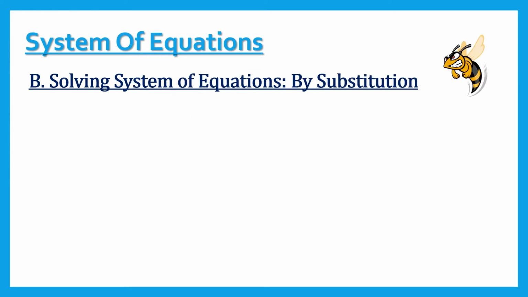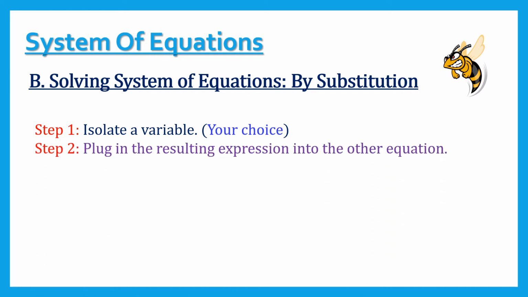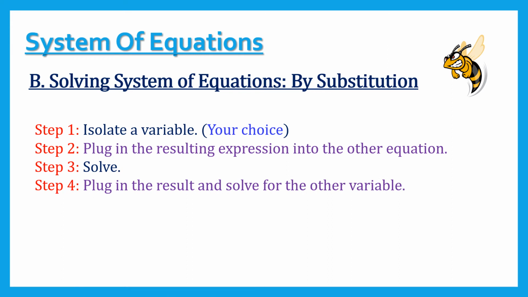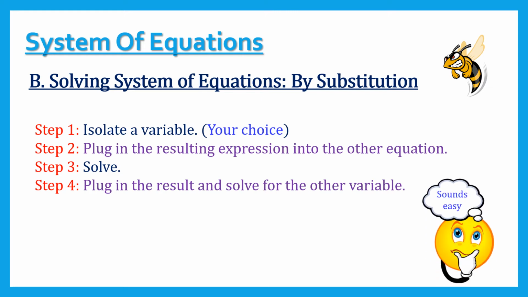Solving system of equations by substitution. Step 1. Isolate a variable. Your choice. Hopefully you pick one that's in your best interest. Even though it doesn't matter which one you isolate, your answer will always be the same. Step 2. Plug in the resulting expression into the other equation. Step 3. Solve. Step 4. Plug in the result and solve for the other variable.